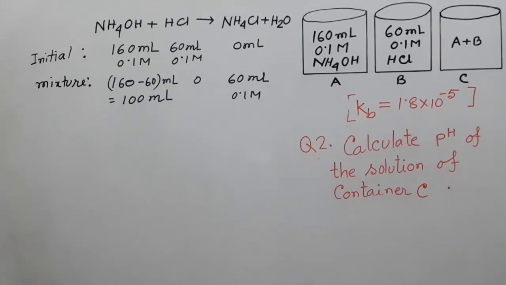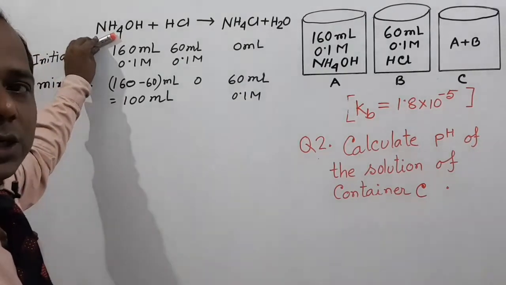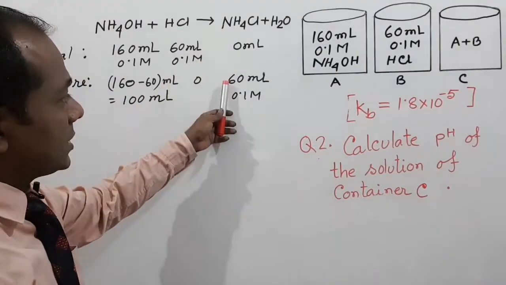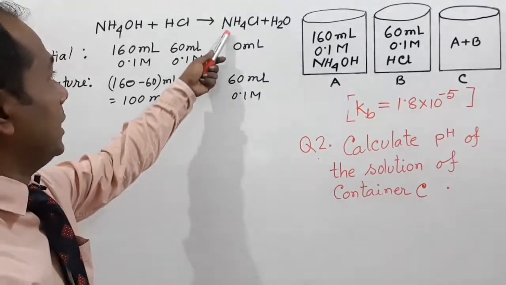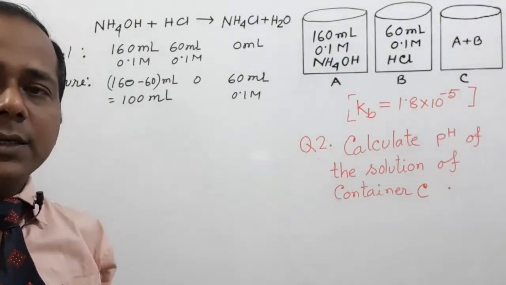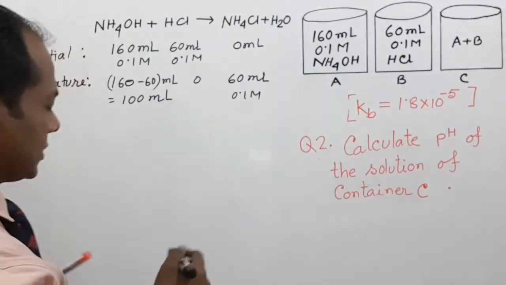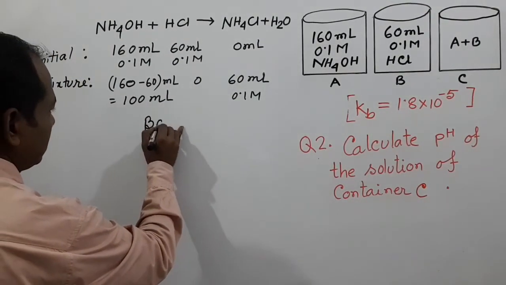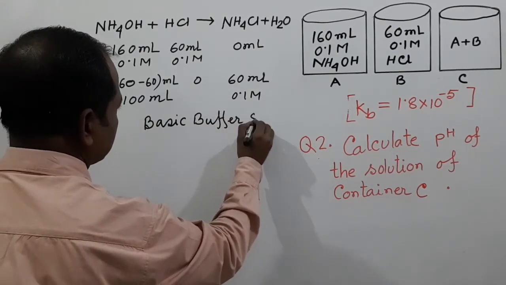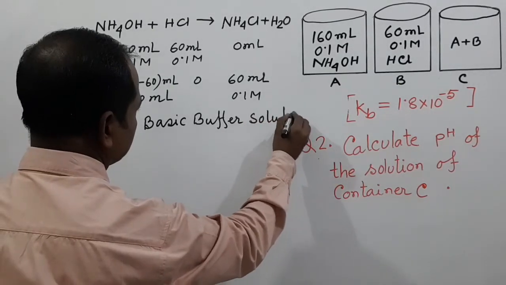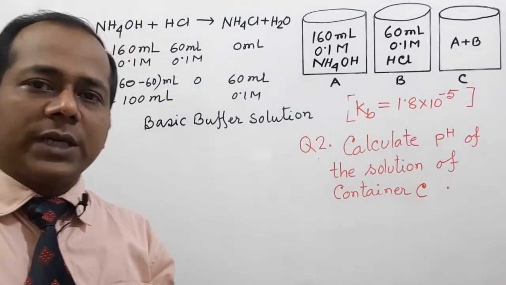So my dear students, we can see that in the mixture there is 100 ml ammonium hydroxide and 60 ml 0.1 molar ammonium chloride, which is the salt of this ammonium hydroxide, and that's why this mixture forms a basic buffer solution.